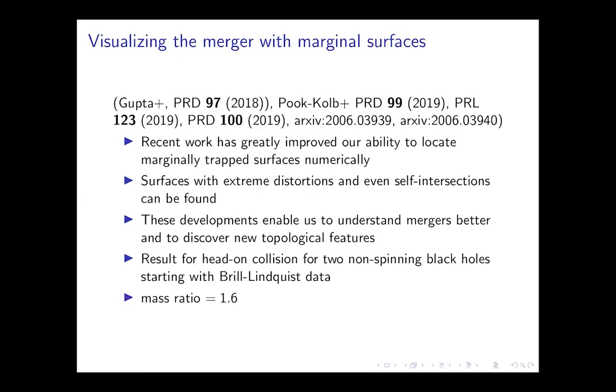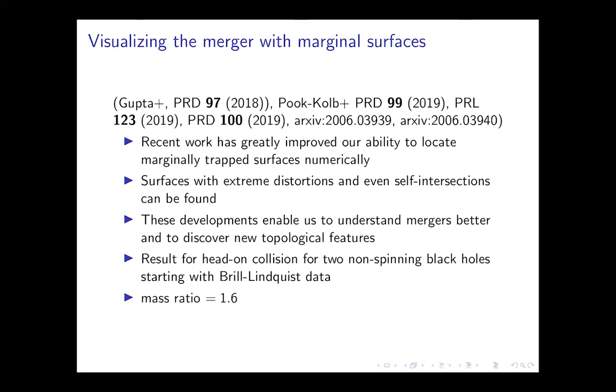As I said, these surfaces have been used quite frequently in numerical simulations to locate black holes and to understand them. Recently, we've done a lot of work on improving numerically how distorted these surfaces can be. Now, in fact, we claim that we can find extremely distorted surfaces, even surfaces which have things like self-intersections, and we can track these all the way through the merger.